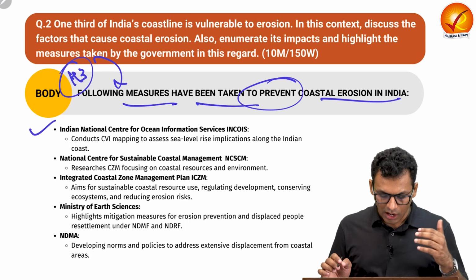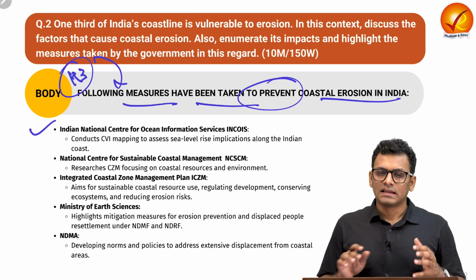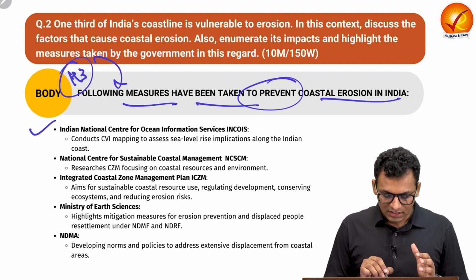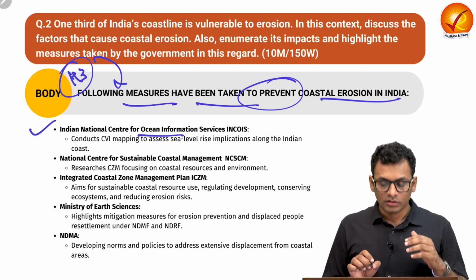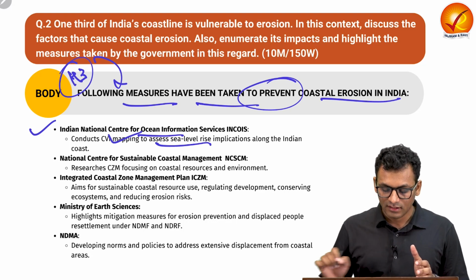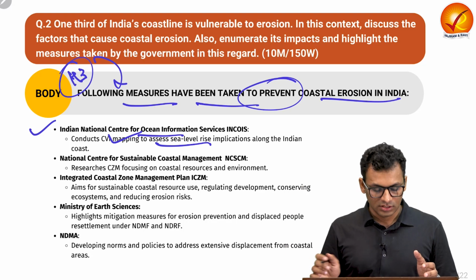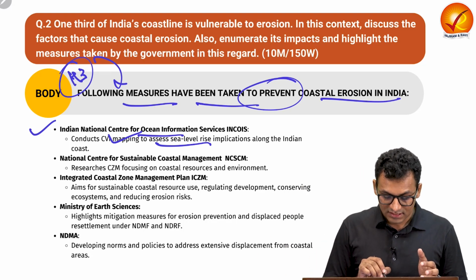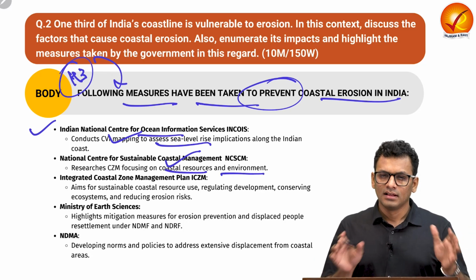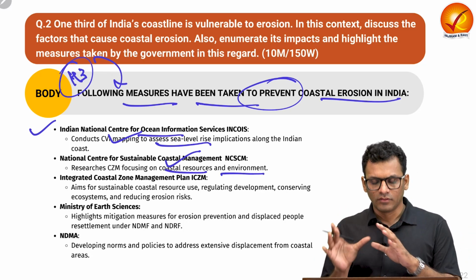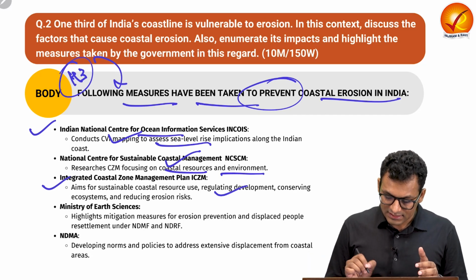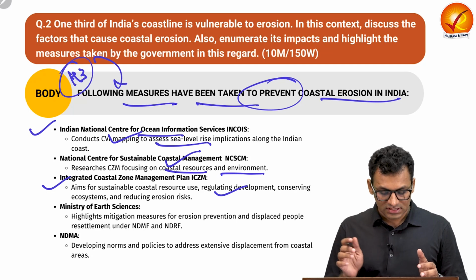Firstly, you can talk about how the government has created certain infrastructures and institutions, such as the Indian National Center for Ocean Information Services. Now, such initiatives help with mapping to assess the sea level rise and how it impacts the coastal erosion. Then we have the National Center for Sustainable Coastal Management. It focuses on the coastal resources and environment, thereby there is sustainable development. Next is with respect to integrated coastal zone management. It regulates the development and conserves the ecosystem.